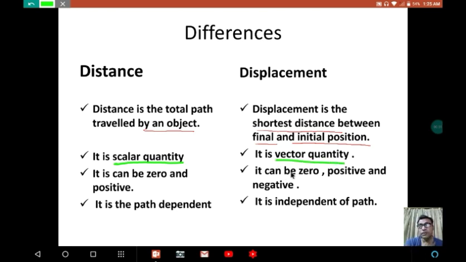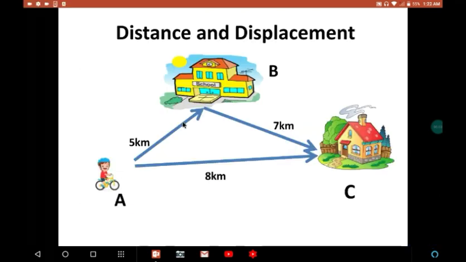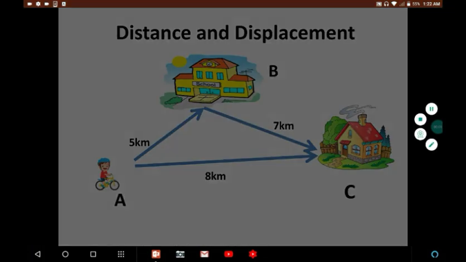Here the distance which we measure is 0 or positive and the displacement we measure is 0, positive and negative, as we saw in the previous example. Distance is path dependent and displacement is independent of the path. This is also very much clear from the numerical section. Let's take some more examples.